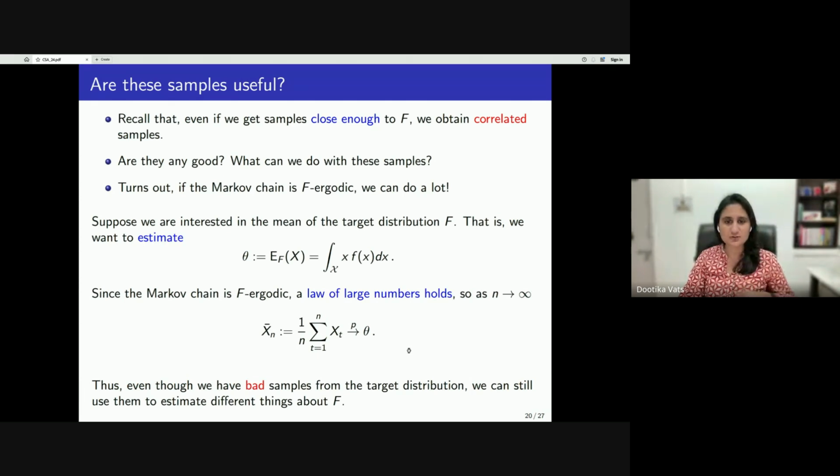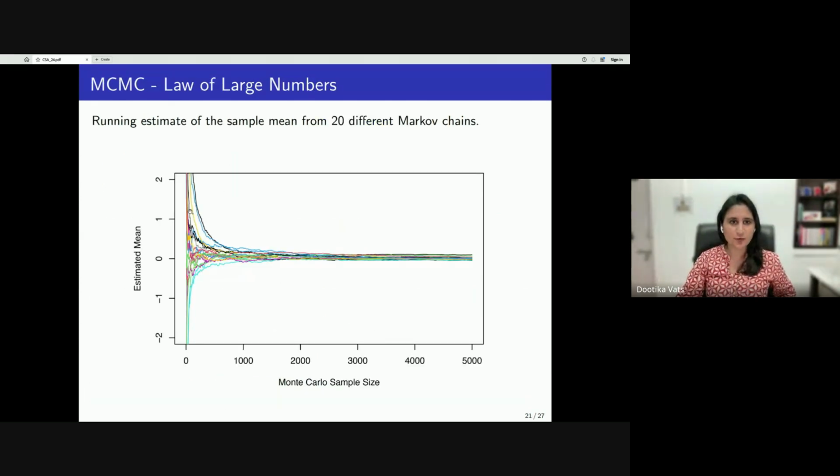Okay, so let's actually visualize this. So what I do is, for my Gaussian distribution, each of these curves in colors you see is one run of a Markov chain. So these are 20 different Markov chains, and I started them from various different points. Now what I'm plotting is actually the running estimated mean. It means I run my Markov chain for overall 5,000 steps, and at every subsequent step, I calculate the mean of the samples we have so far.